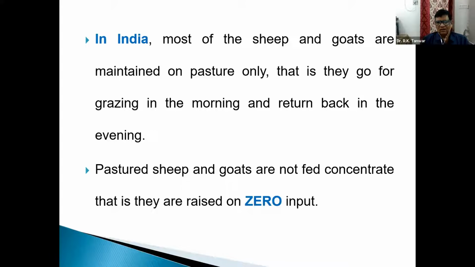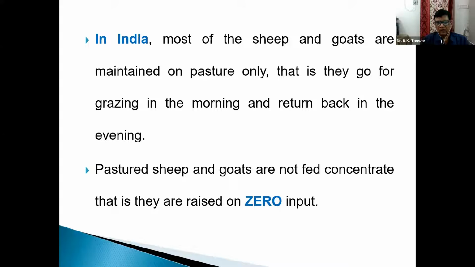Otherwise, in most practice, the average body weight of sheep and goat is hardly 20 to 30 kg. But some local people raise the male for meat purposes. Their body weight is 50 to 60 kg. Otherwise, they go grazing in the morning and return back in the evening.